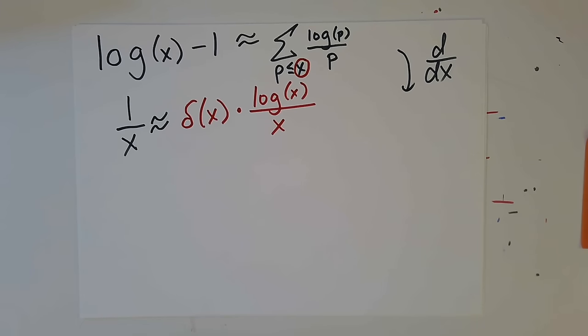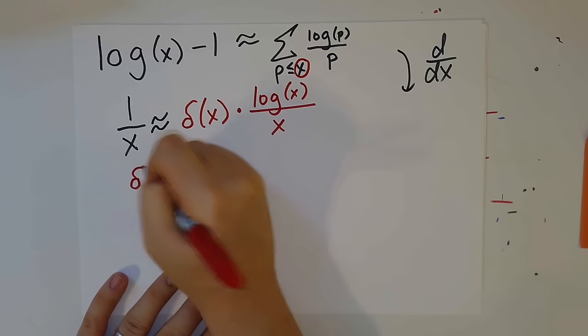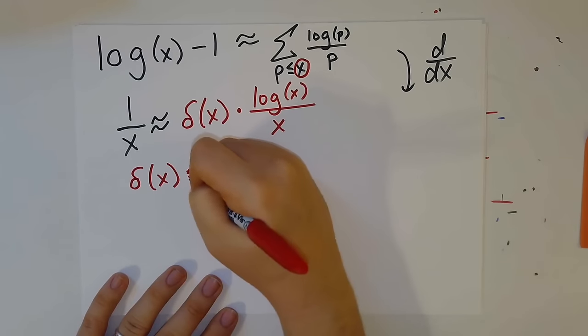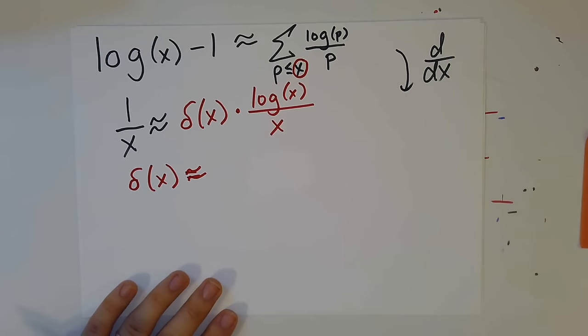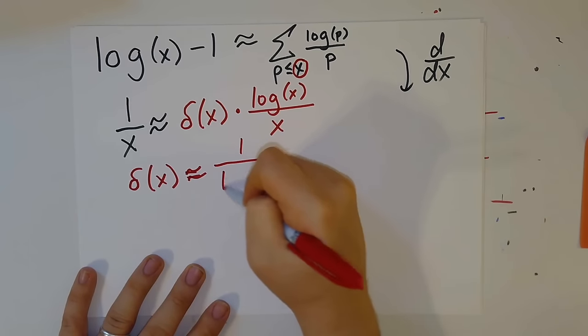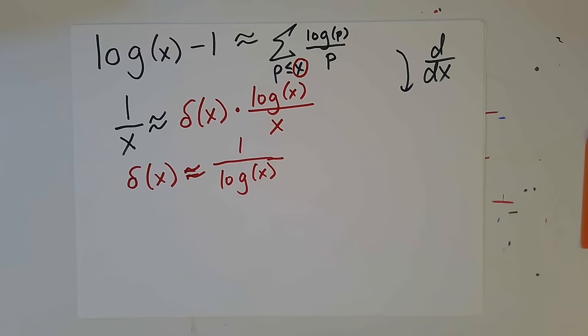Recall from the introduction that I stated our goal was to say something meaningful about the density of primes near x. That is, something meaningful about delta of x. And so in fact, I can solve this equation for delta of x. Delta of x is approximately equal to 1 over the log of x. That is to say, the density of the primes near a number x is approximately 1 divided by the natural log of that x.